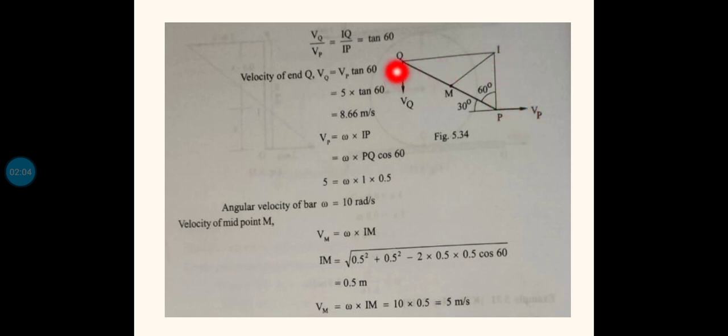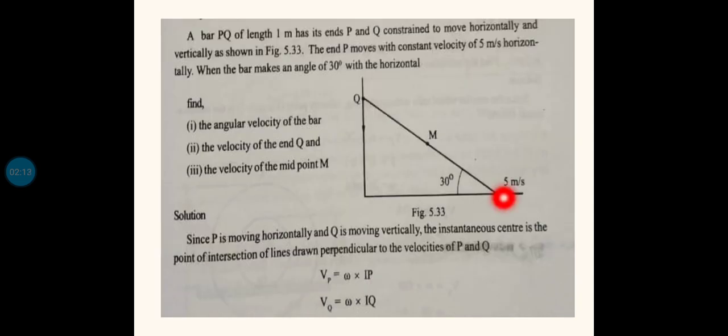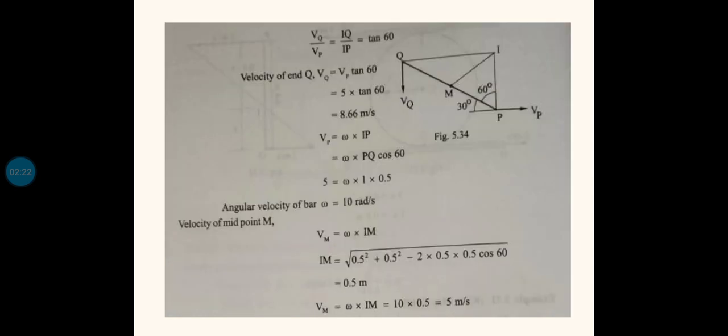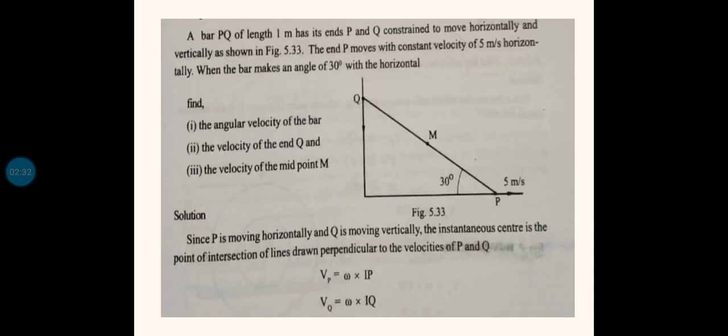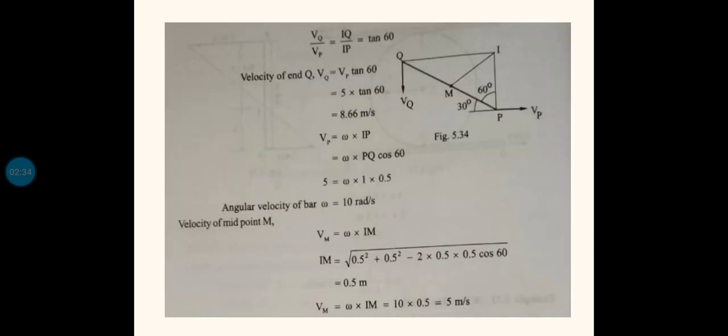Now the entire link will be rotating about this instantaneous center. That is the meaning of the instantaneous center. From the basic definition, we know that the linear velocity V is equal to R into angular velocity omega, V equals R omega. Here the radius is the distance from the center of rotation to that particular point. For P it is IP, so Vp is equal to omega into IP. Similarly, Vq is equal to omega into IQ.